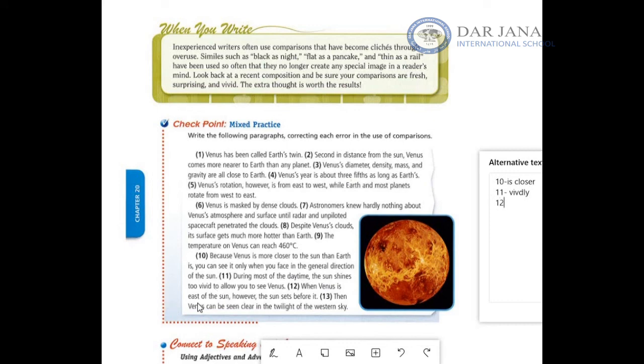Sentence 12. When Venus is east of the sun, however, the sun sets before it. The sentence is correct. 12 is correct.